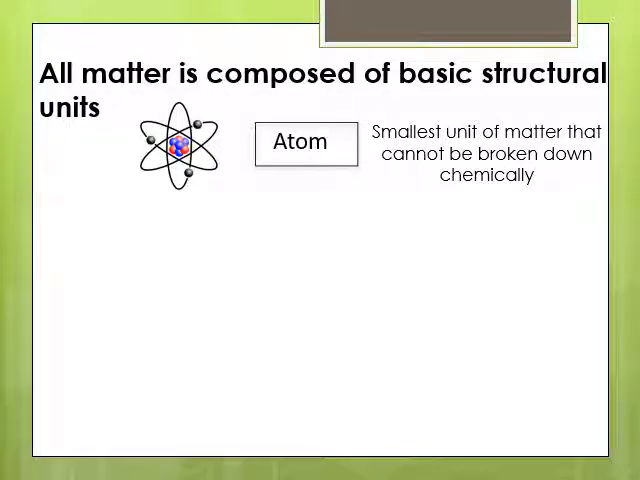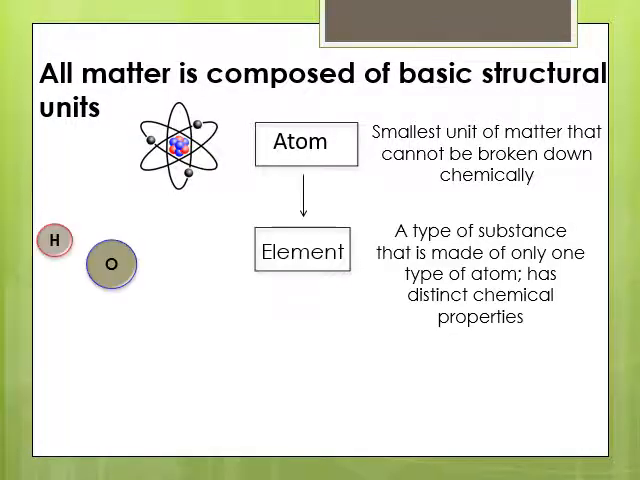So now we're going to kind of back it up and go to our building blocks, right? So now we're starting at our smallest unit of matter, which is an atom. Atom means that it can't be broken down chemically. It's the smallest unit of matter you can possibly have. It doesn't mean it's alive or not living. It could be either of those.